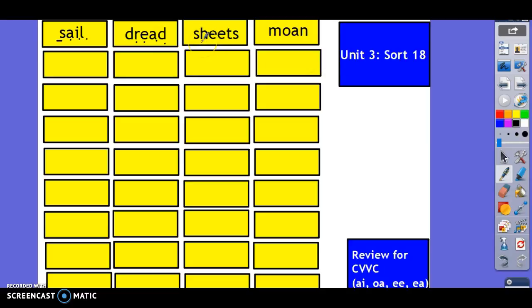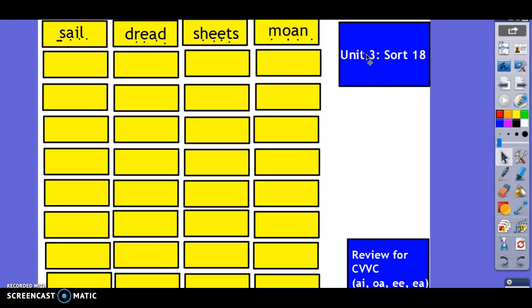Here we have another C, V, V, C pattern. My first vowel is an E, so it makes that long E sound. Sheets. And then my last vowel pattern is C, V, V, C. My first vowel is O, so it makes that long O sound. The vowel team is OA.